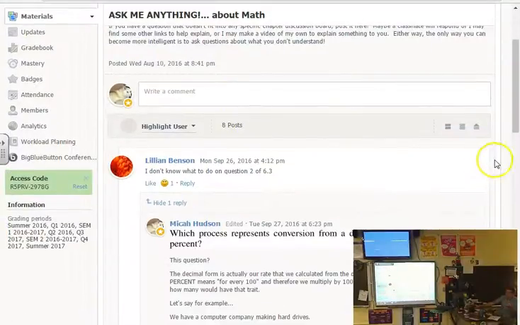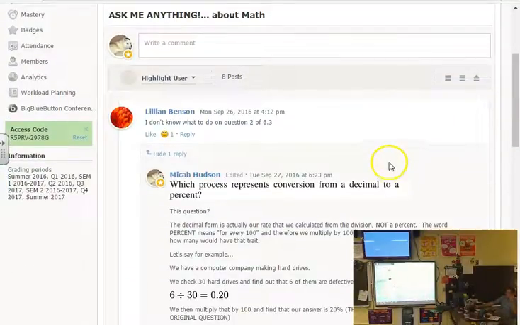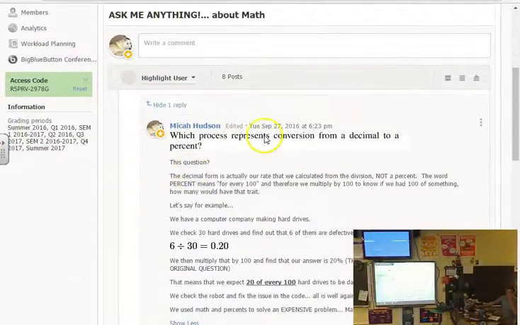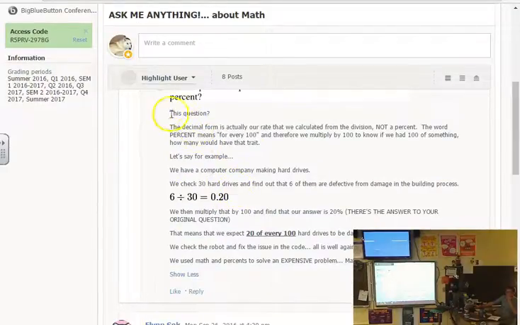They could have put these into the Chapter 6 discussion board, and that would have been a little bit better. But Lily put up here that she didn't know what to do on question 2 of 6.3, and that was asking which process represents conversion from a decimal to a percent. I didn't even put the multiple choice answers, but I was verifying, like, is this the question you're talking about? So then I go through why it is we do all of that.